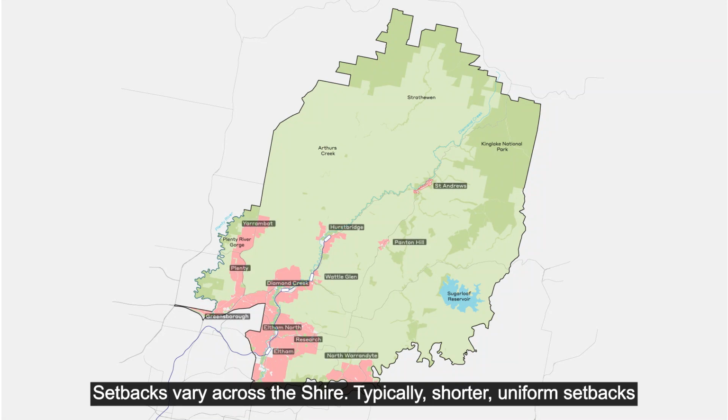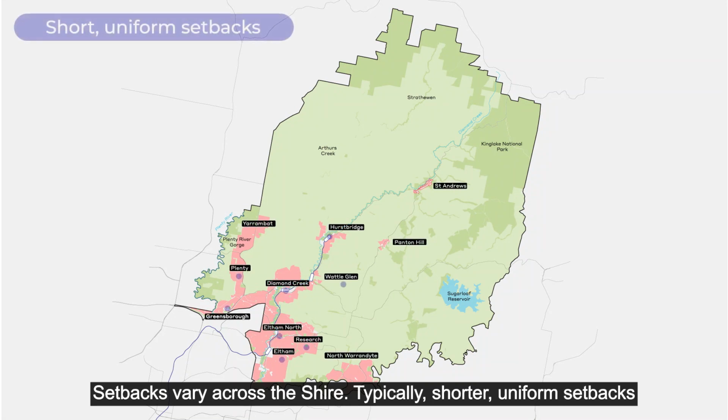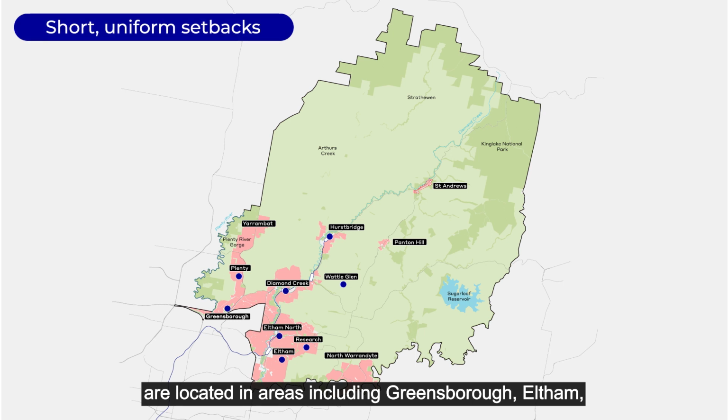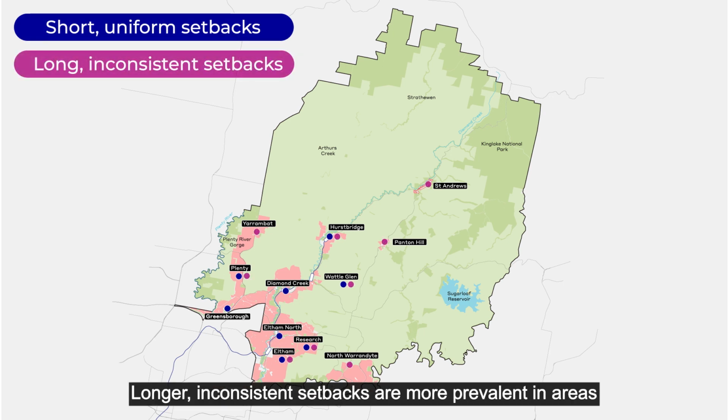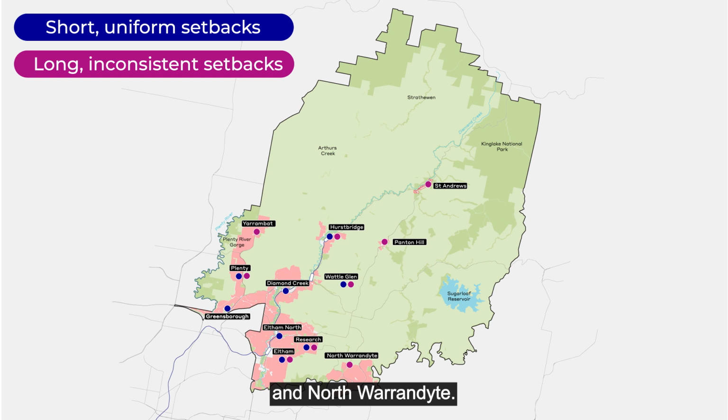Setbacks vary across the Shire. Typically, shorter, uniform setbacks are located in areas including Greensborough, Eltham, Diamond Creek, and Hurstbridge. Longer, inconsistent setbacks are more prevalent in areas such as Plenty, Yarrambat, St Andrews, Panton Hill, and North Warrandyte.